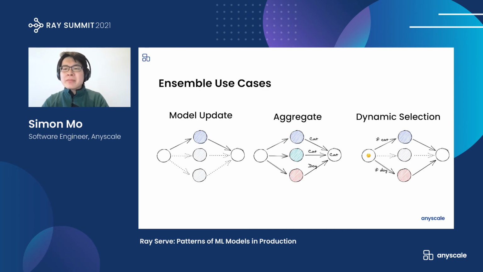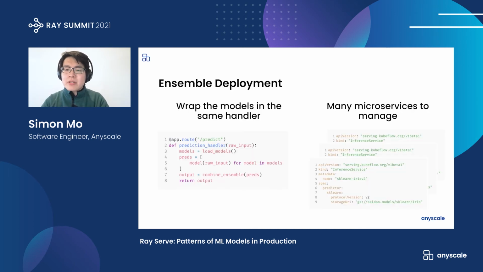Implementation-wise, we still have the same sort of issue with existing systems. On one hand, you can wrap the model in the same web handler and run the model through the critical path of web handling. On the other hand, you end up having a lot of microservices to manage. The number of microservices scales by the number of models, and we have the same issue as pipeline. Choosing a web server means simple but not performant. Choosing specialized microservices means complexity and operational overhead.